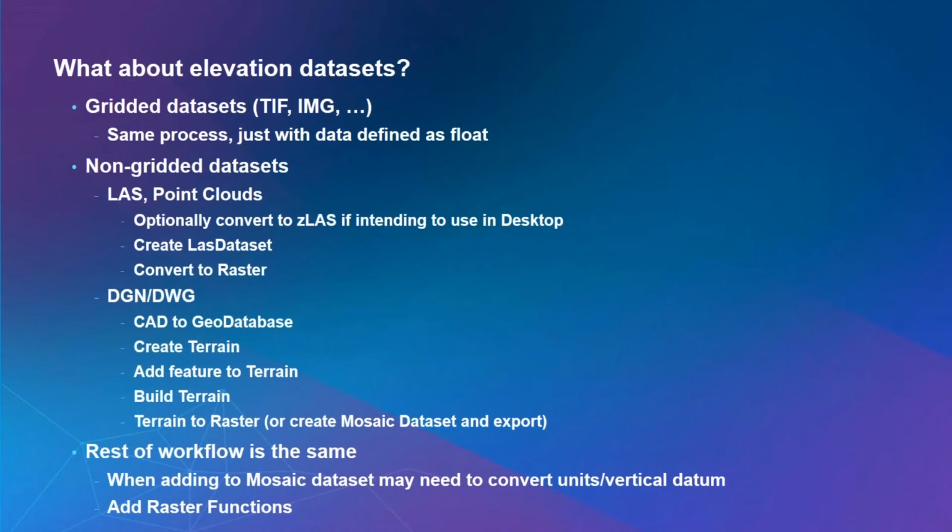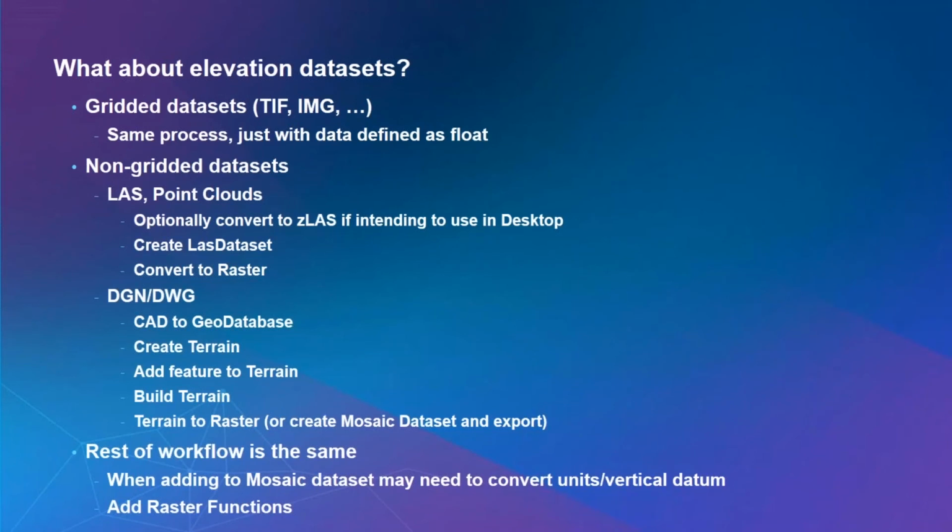If the data is non-gridded, what I recommend you do is create a gridded version of each of those different data sets. So if the data is, for example, LAS or point clouds, you can optionally convert it to a format called ZLAS, which will significantly compress it and make it faster to access in desktop applications. Either way, you create what's called a LAS data set, which is really just a catalog of the LAS files, and then you can convert that very quickly to a raster. That's actually what I did for that point cloud data.